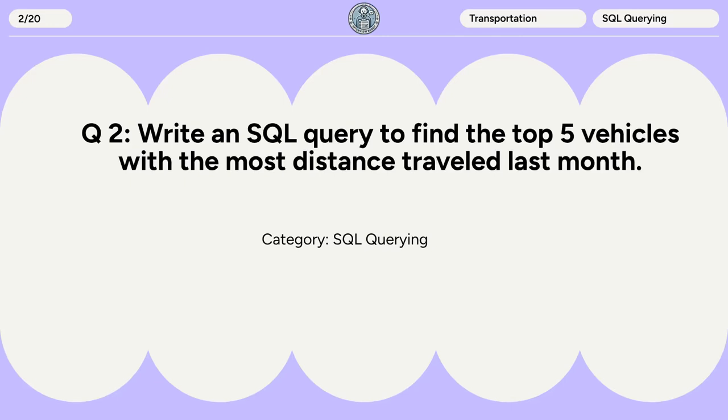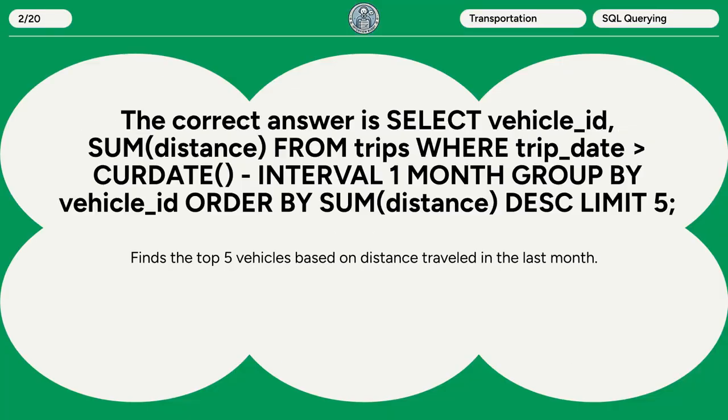Question 2. Write an SQL query to find the top 5 vehicles with the most distance traveled last month. The correct answer is: SELECT vehicle_id, SUM(distance) FROM trips WHERE trip_date > CURDATE() - INTERVAL 1 MONTH GROUP BY vehicle_id ORDER BY SUM(distance) DESC LIMIT 5. Finds the top 5 vehicles based on distance traveled in the last month.